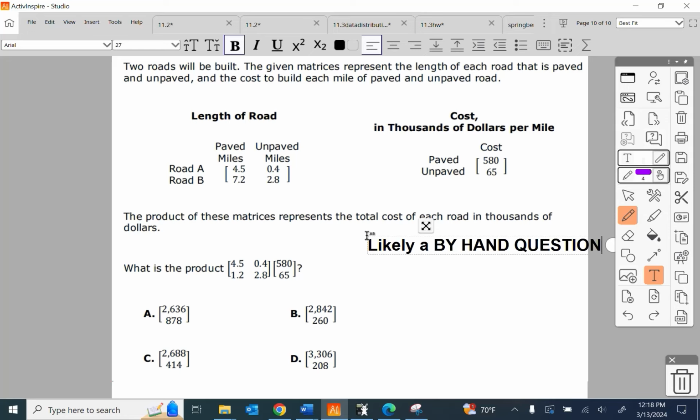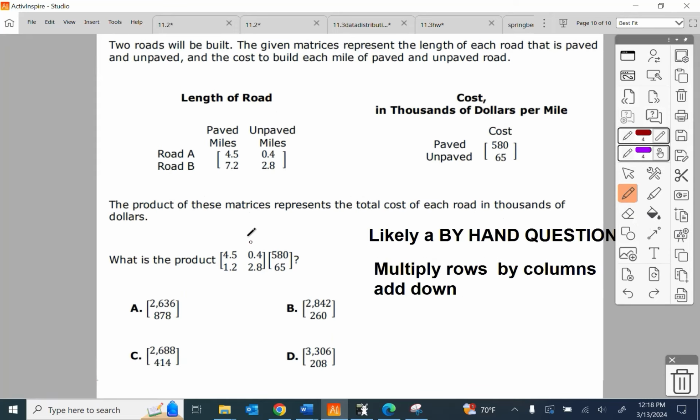What we do is we multiply rows and columns together. It's actually called a dot product in some sense, but we multiply rows by columns and we add down. That's how it's done. Plain and simple. I don't care if you don't understand why we do it that way. That is how we do it. So here's the first row, and I'm going to turn her sideways. She's 4.5 and 0.4. And here's the second. That was the first row. Here's the first column. 580 and 65.